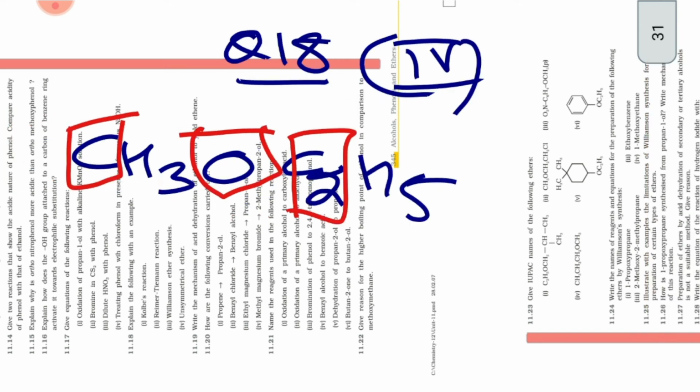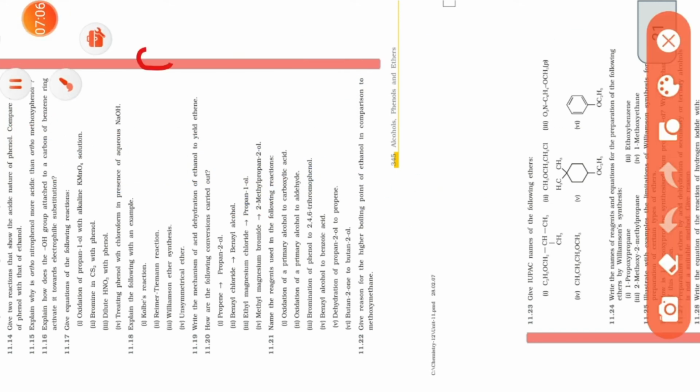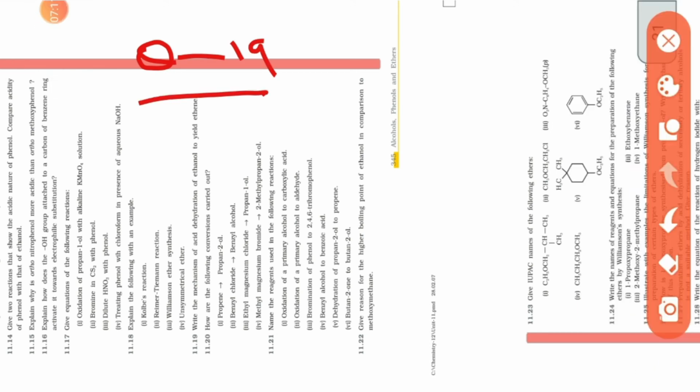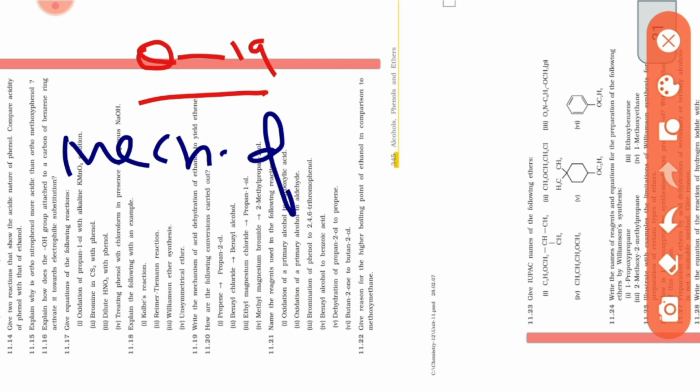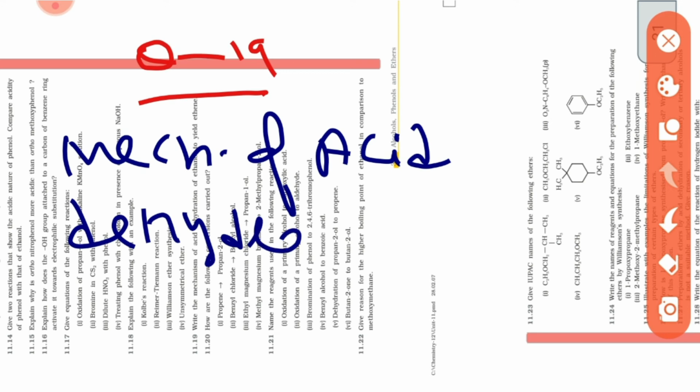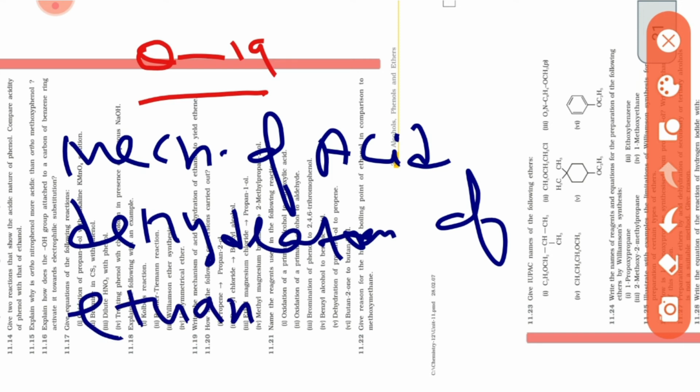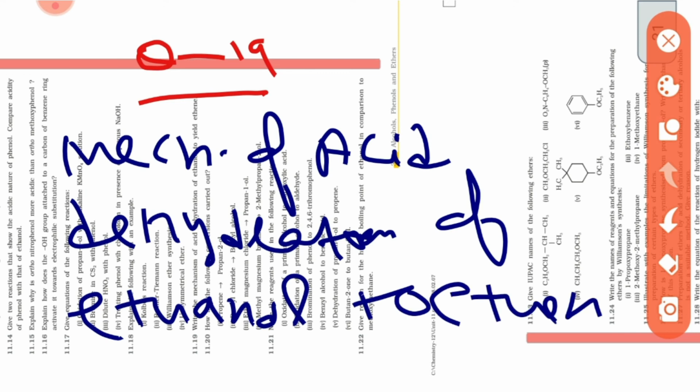Clear? Then after that, we are having question number 19. In the 19th question, they are asking you the mechanism of acid dehydration of ethanol to ethene. Do you remember something?